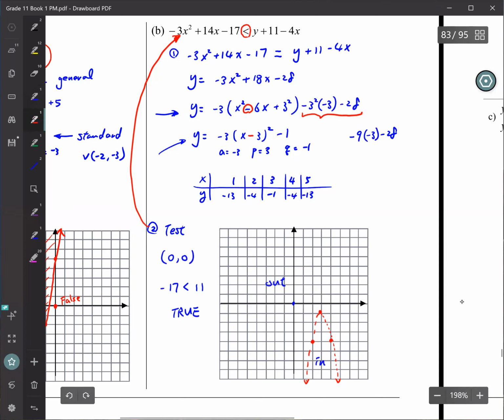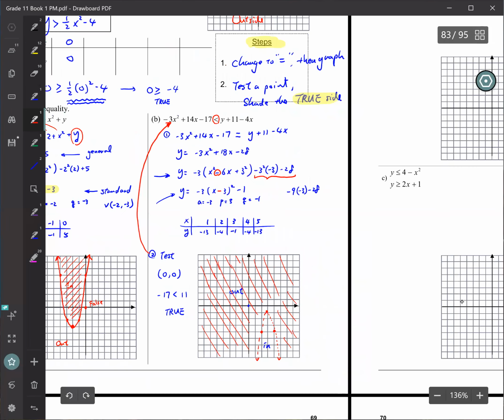We shade the true side, all right? So everyone has to remember, shade the true side. True means there are answers, there are solutions. You want to show where the answers are.